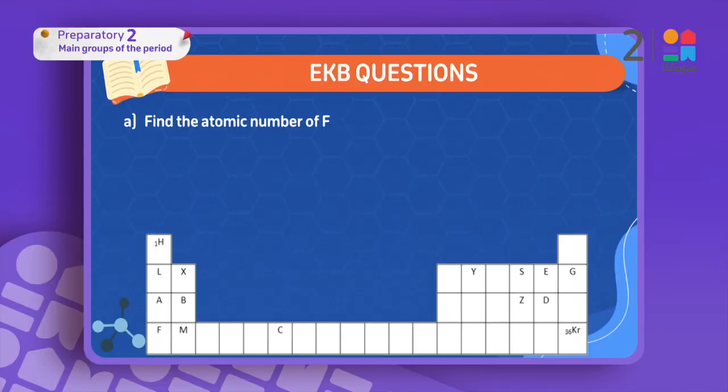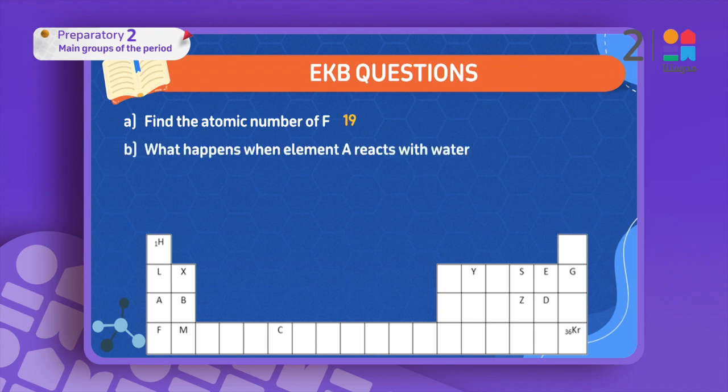Find the atomic number of F. Where is F? Here in group 1A as well. In the fourth period, so we have 4 levels. That means F contains 2, 8, 8 and 1 electron in the last level. So all of them is 19.